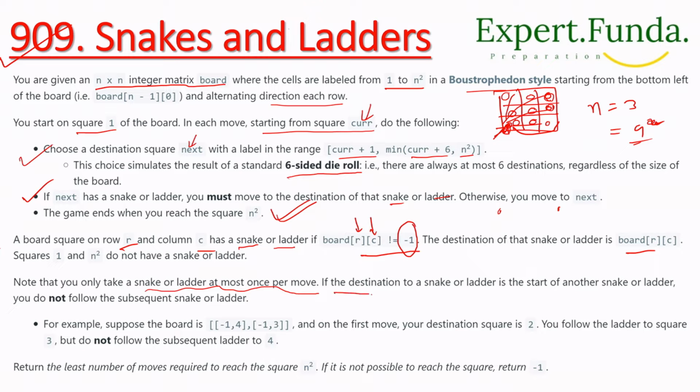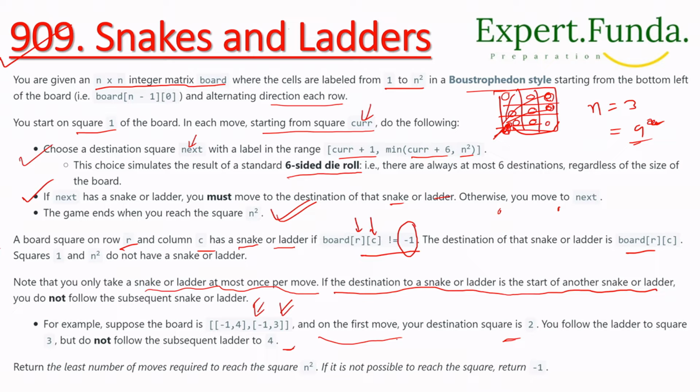If the destination of the snake or ladder is the start of another snake or ladder, you do nothing, following a subsequent snake or ladder. For example, we have a board with -1 -1, 4 -1, -1 3. On the first move, you reach your destination, which is 2, and follow the ladder, that is 3, but do not follow the subsequent ladder. Correct? For example, suppose you are given -1 and 4, -1 and 3.